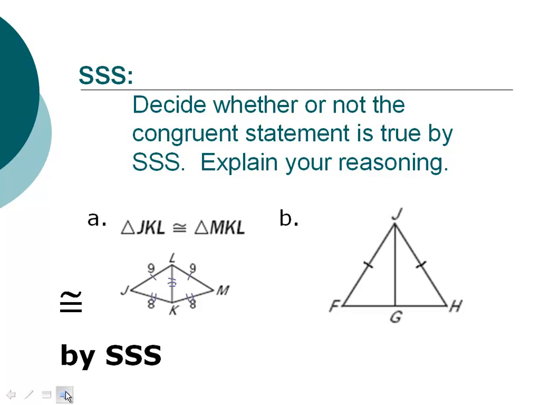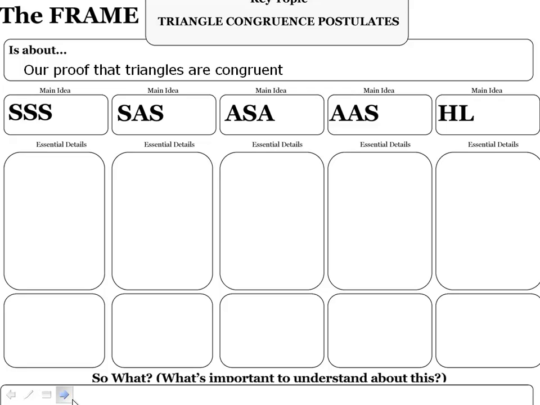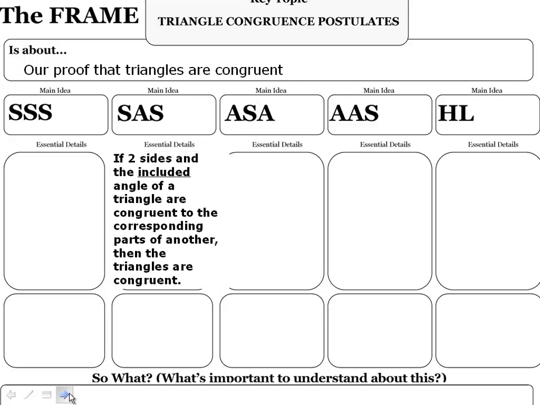Pause the video and try B. Okay, welcome back. You should have found that for B, they are not congruent by side, side, side. Let's look at this next one.